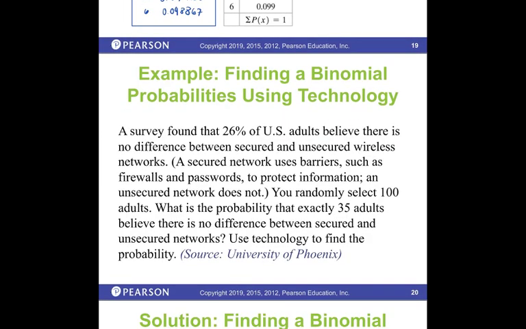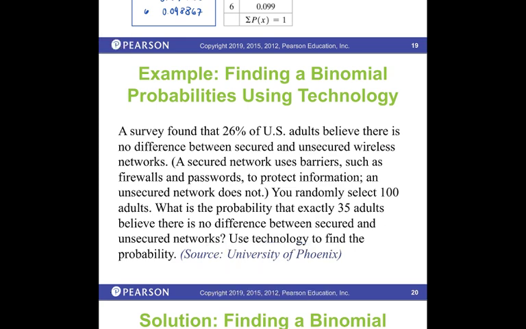So a survey found that 26% of U.S. adults believe there is no difference between secured and unsecured wireless networks. A secured network uses barriers such as firewalls and passwords to protect information. An unsecured network does not. We randomly select 100 adults. What's the probability exactly 35 of the adults believe there is no difference between secured and unsecured networks? Use technology to find the probability.